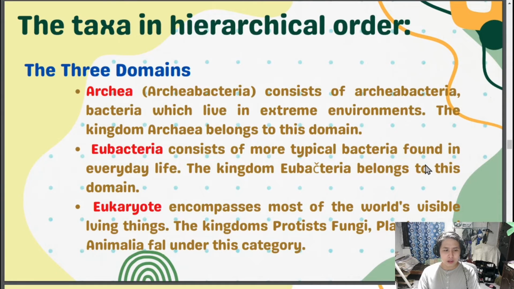So, the third one is eukaryote. Eukaryote encompasses most of the world's visible living things. The kingdoms Protists, Fungi, Plantae, and Animalia fall under this category.